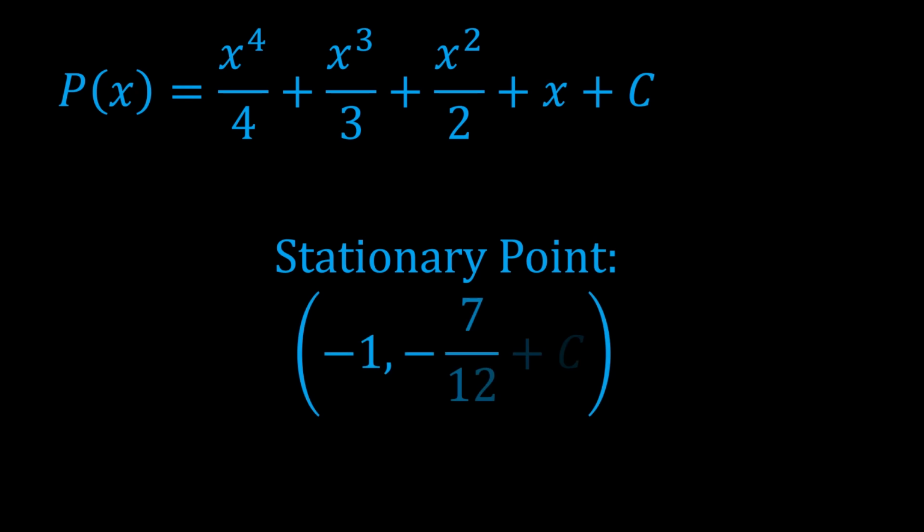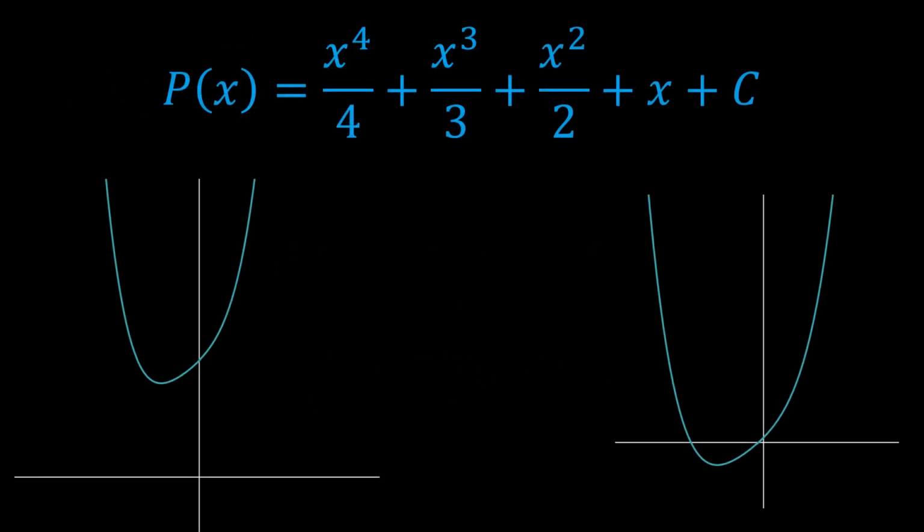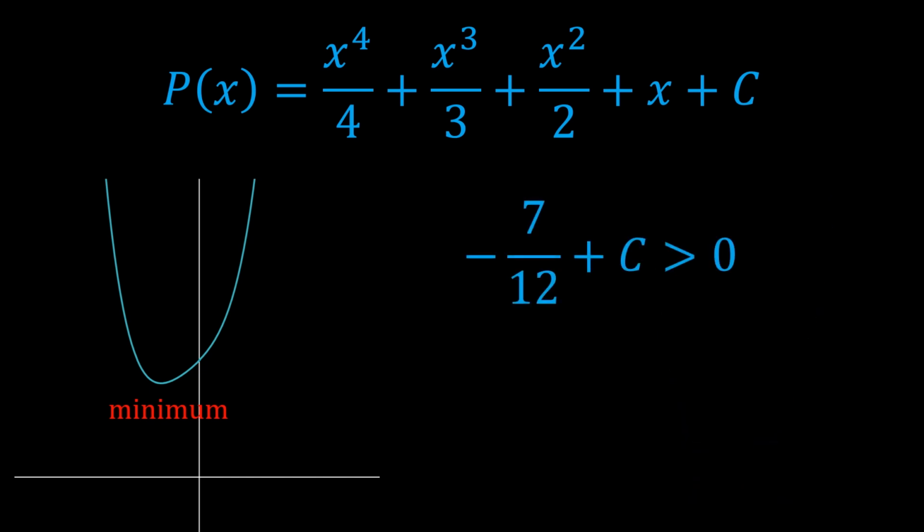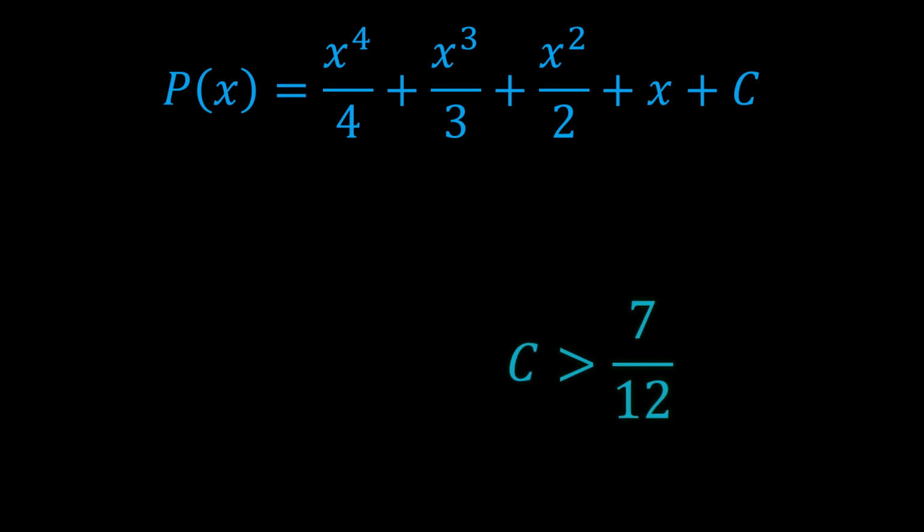And if you remember, we just need this global minimum y value to be positive for there to be no real roots. And so we need minus 7 on 12 plus c to be greater than 0, or c is greater than 7 on 12.